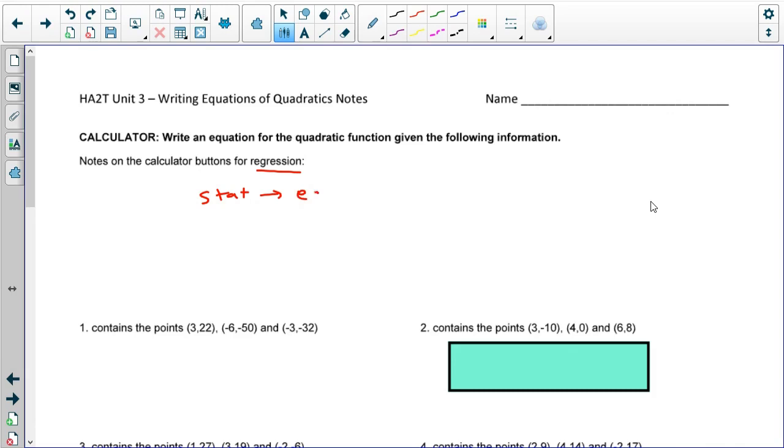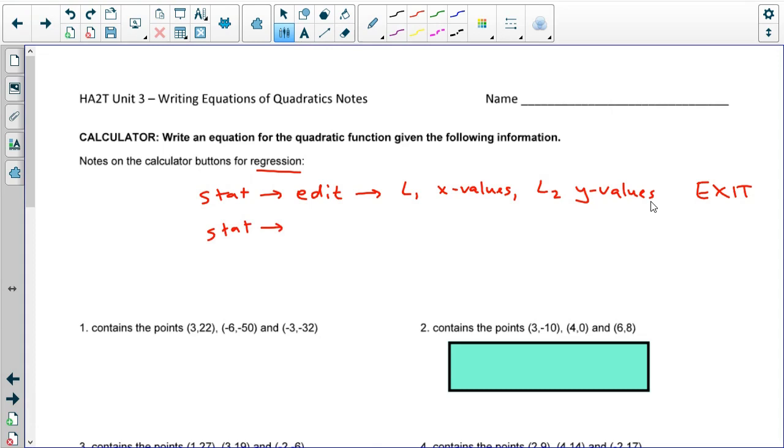Stat, edit, and then you're going to type x values into L1 and y values into L2. Then you exit out. So you hit second and then mode to quit. Then you go back to stat.